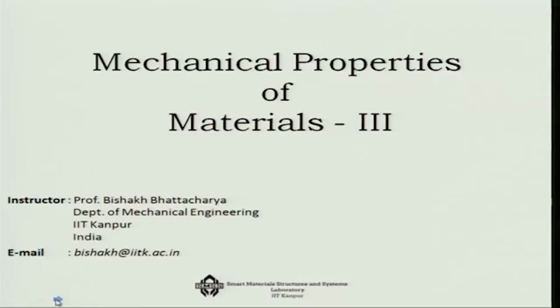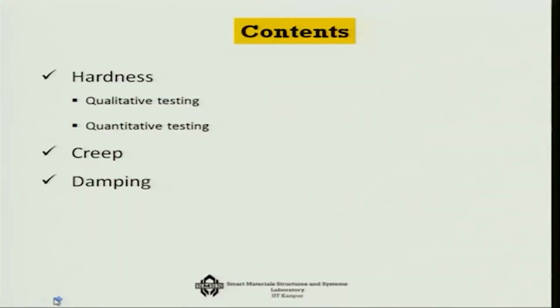In the final series of mechanical properties of materials, I have chosen three very important properties. One is hardness, where I will explain how we do the qualitative testing as well as the quantitative testing of hardness, and what the relationship between hardness and strength is, which is very important in the design of a system. Secondly, I will talk about creep, and finally, I will talk about damping. So, these are the three important mechanical properties which we will cover in this final series.